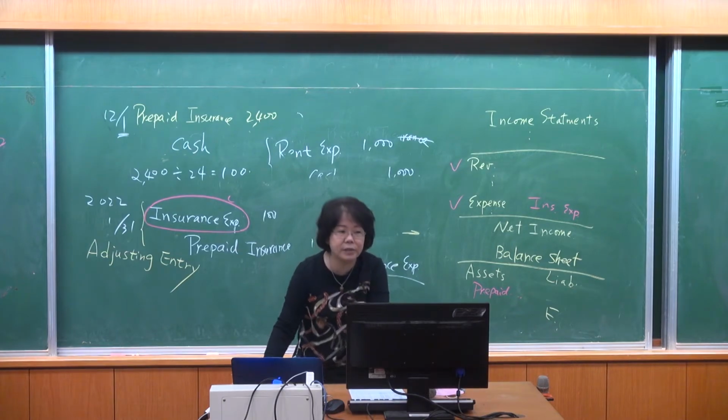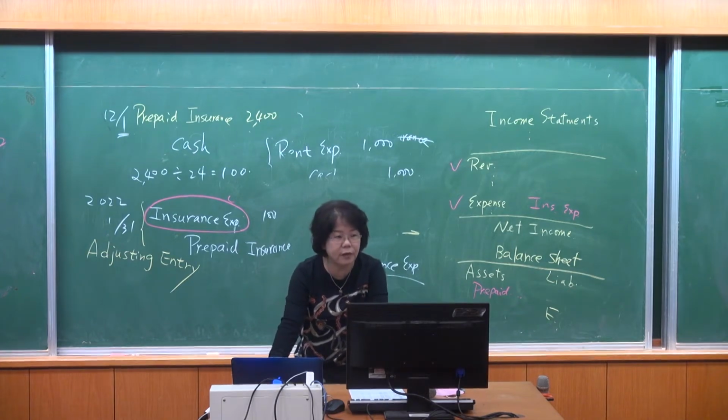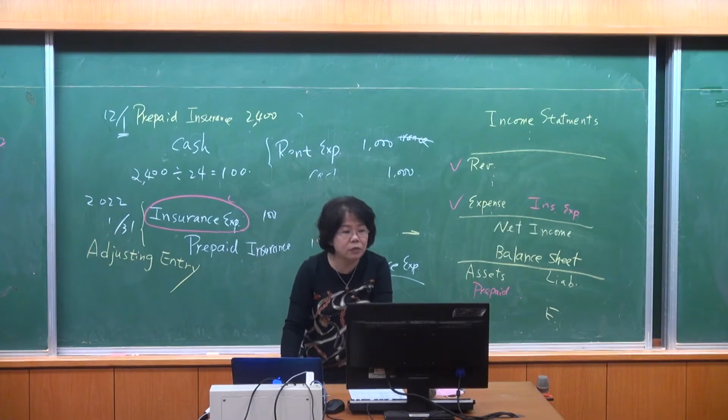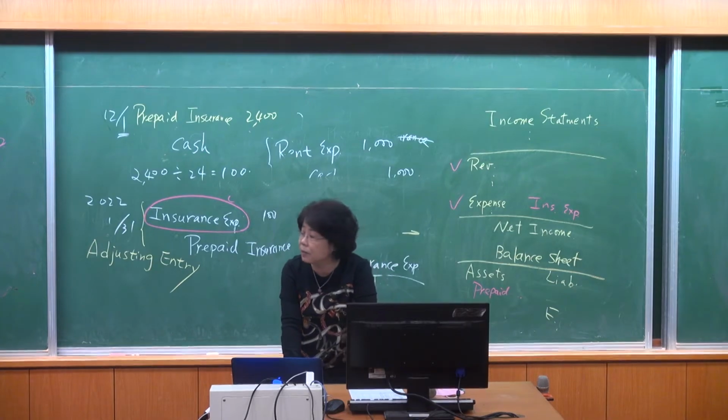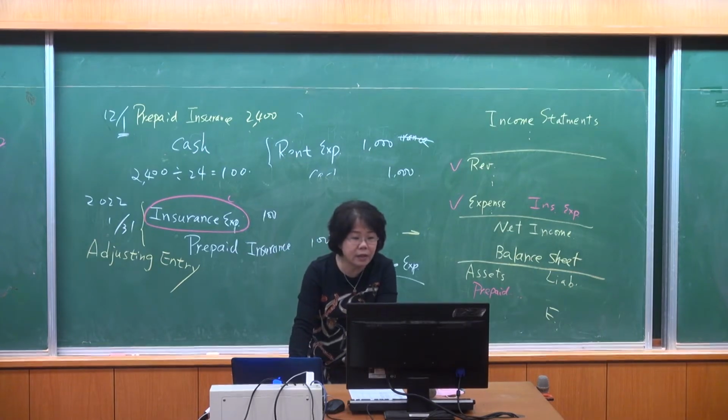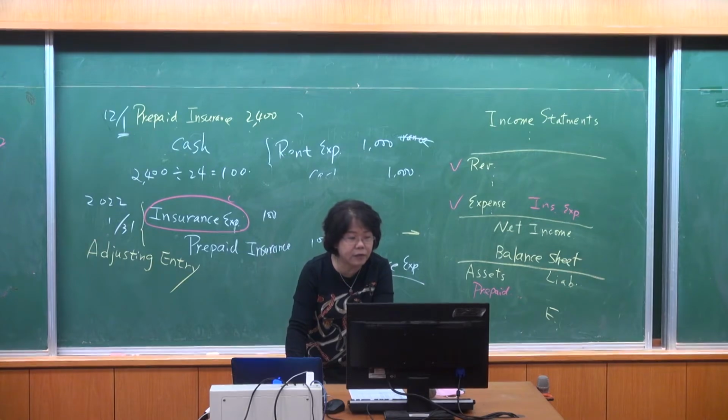We should not see the T account first, otherwise you will get confused. We should see the example first. So like example, the step 1, prepaid insurance is about $2,400. This is exactly the same example we just did. I think we should do this faster.